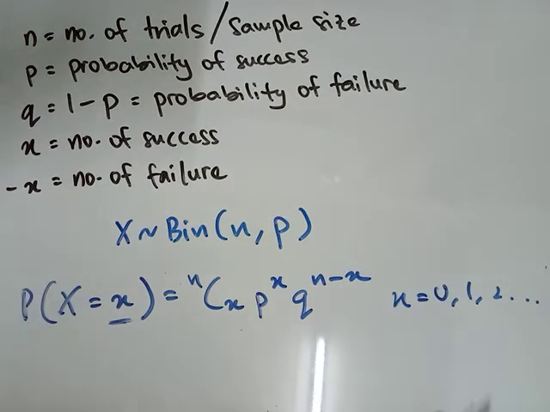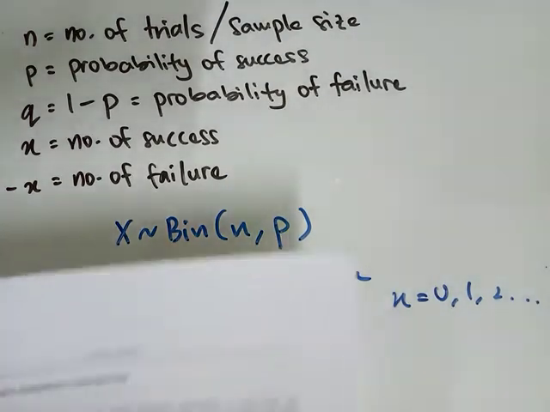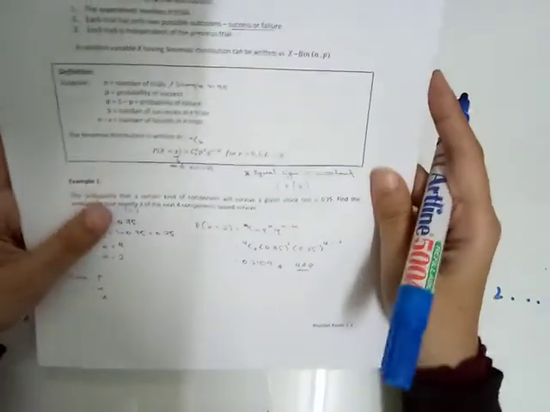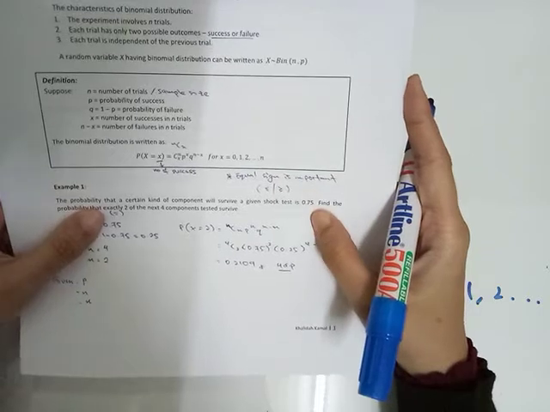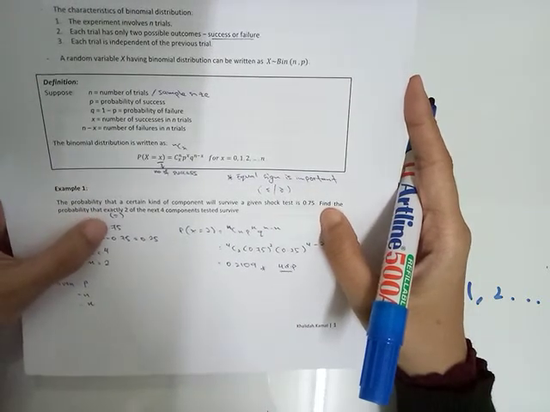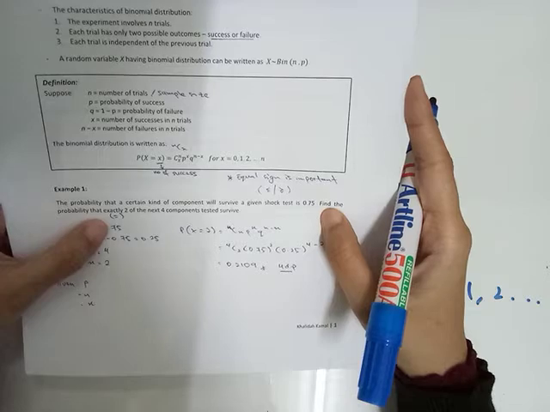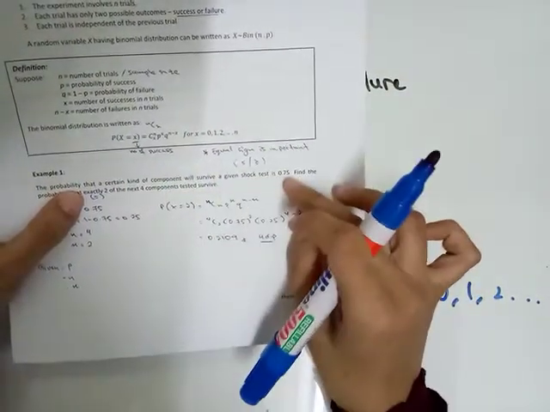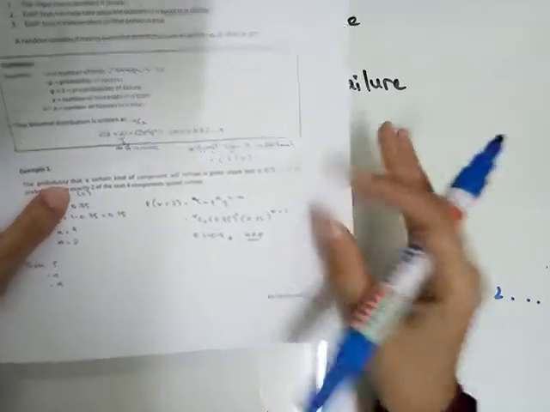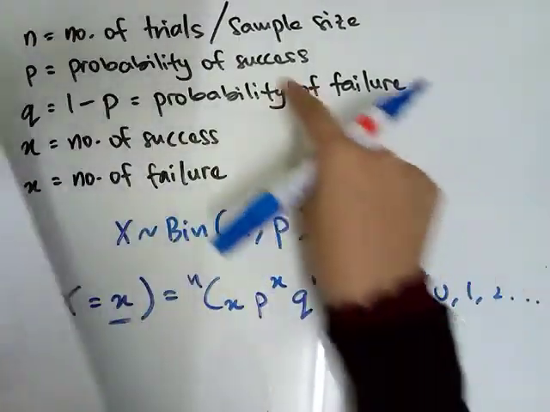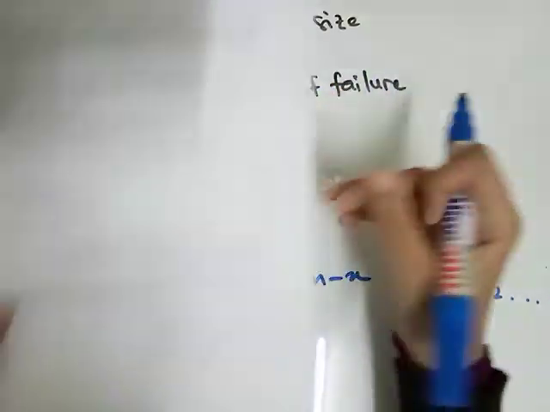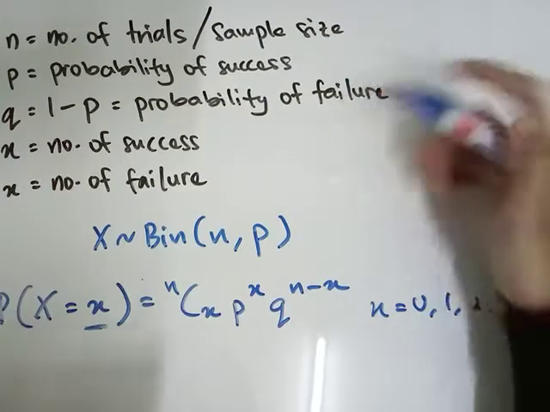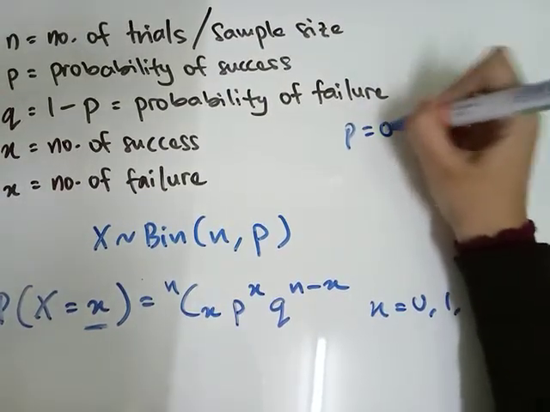Alright, so look at example 1. The probability that a certain kind of component will survive a given shock test is 0.75. Find the probability that exactly 2 of the next 4 component tests survive. Okay, for the binomial distribution, probability yang dia bagi ni adalah P, the probability of success. Apa yang dia bagi dalam soalan tu, 0.75 ni adalah probability of success. So we know that P is 0.75.